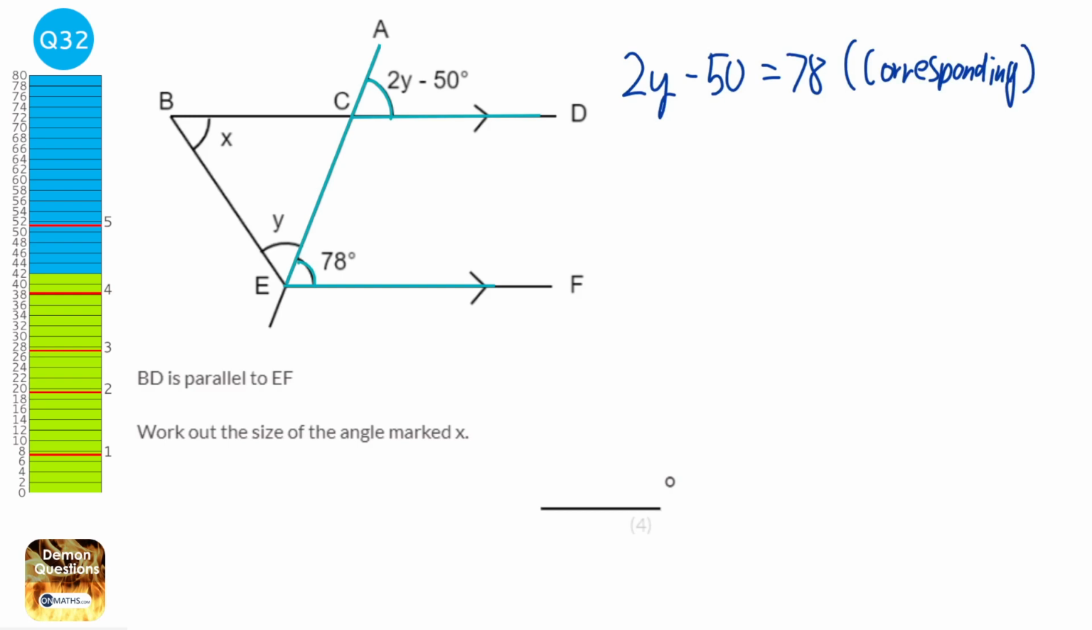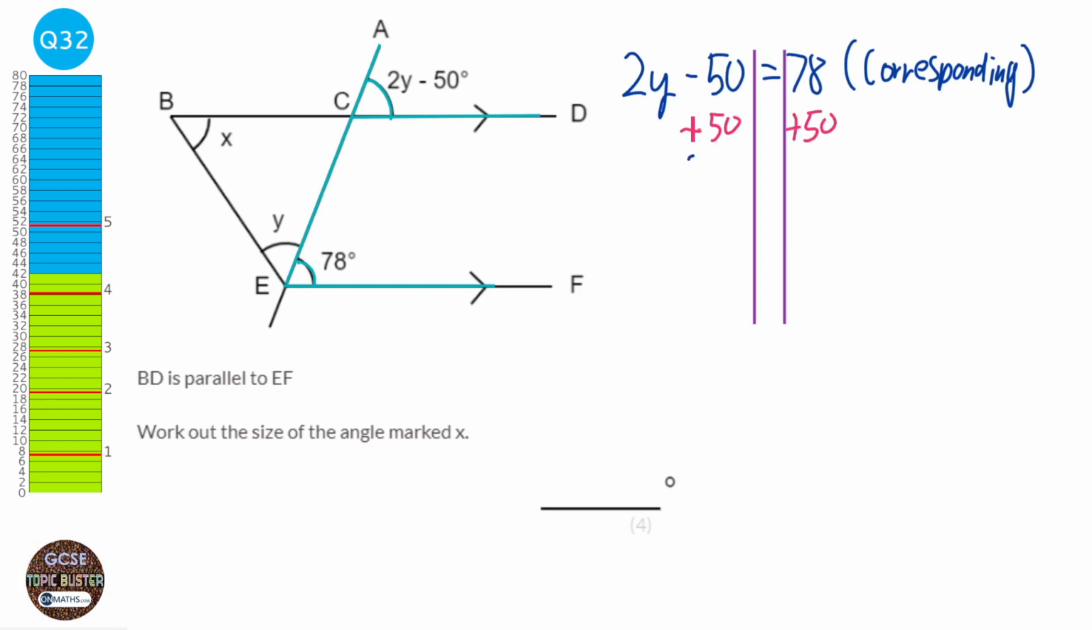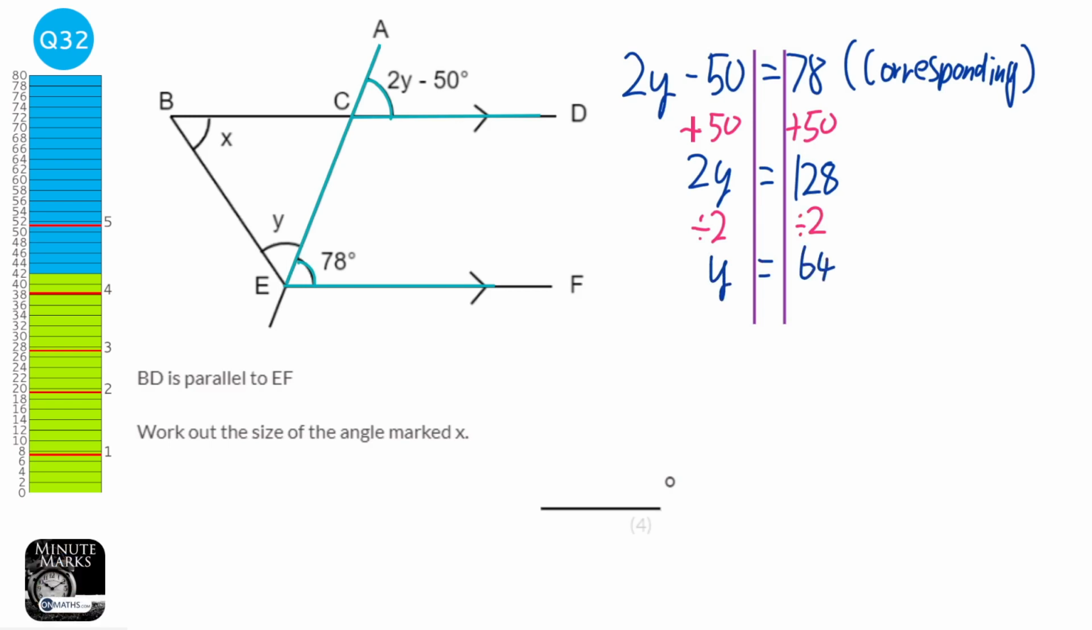Now here we've got an equation and we want to solve it. So we get our lines in. We go first of all add 50 to both sides. So we've got 2y equals 78 plus 50, which would be 128. And then we're going to halve both sides, or divide by 2. So we've got 64. So we know that y is 64.